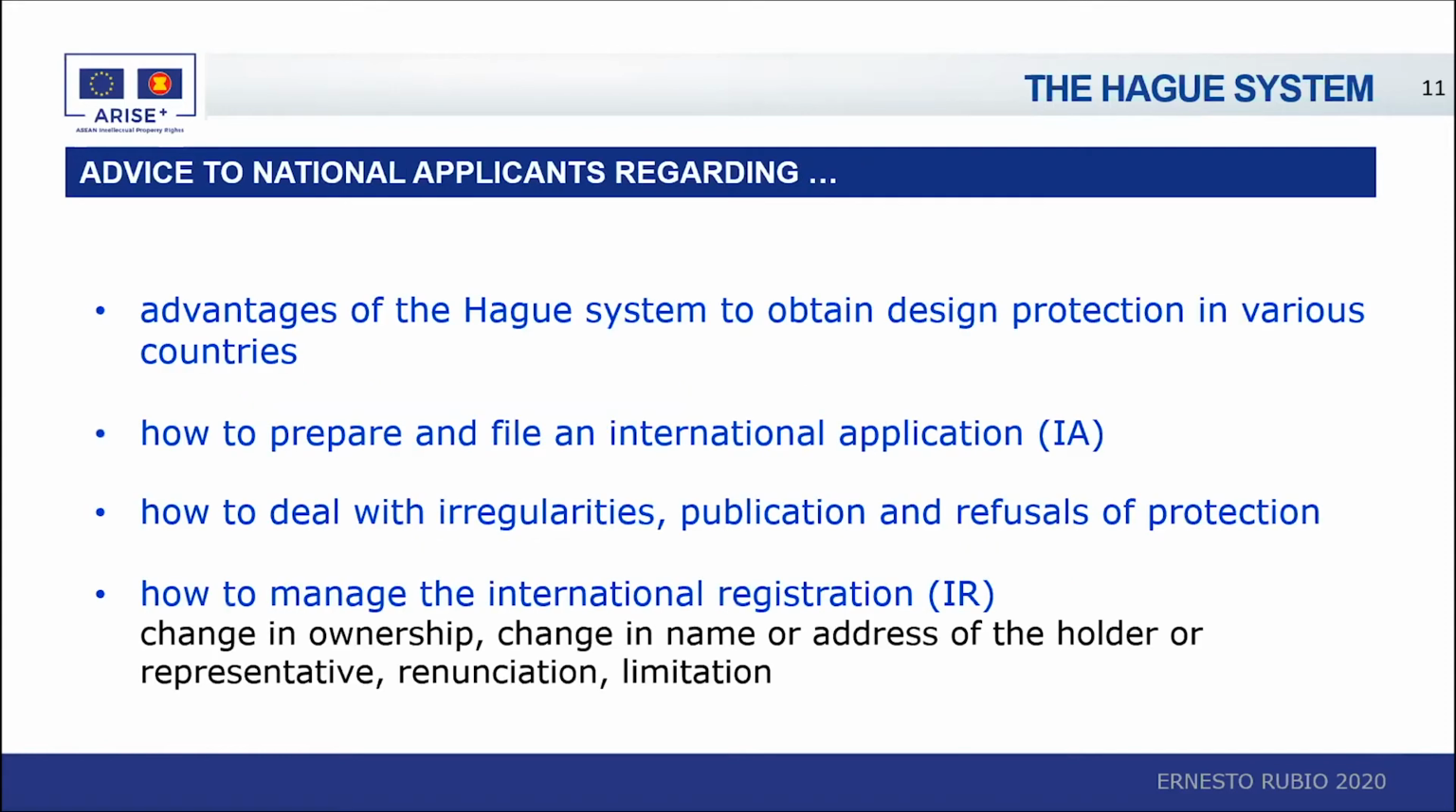The advice to be given to national applicants concerns at least the following. First of all, providing advice on the advantages of using the Hague system, how to prepare an international application, how to deal with possible irregularities and with possible refusals in designated contracting parties, and finally, how to manage the international registration throughout the life of the registration as such.